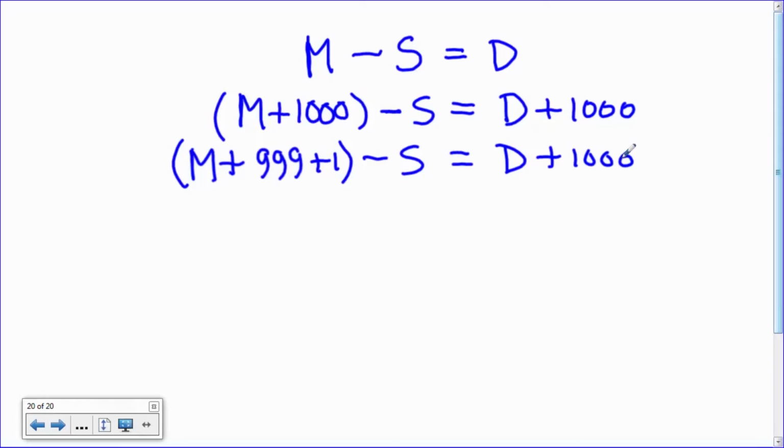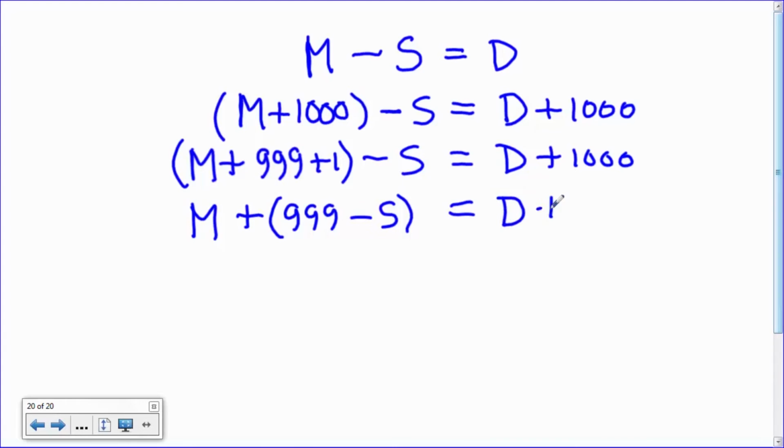And I took the 1,000 and split it up into 999 plus 1, and the reason for that is it's a nice number when it comes to subtraction. So I can subtract S from 999 plus the 1. So what am I going to do with that 1 that's sitting there? Well, I'm going to take it to the other side. Since the 1's sitting over here, I'm going to subtract it from both sides.